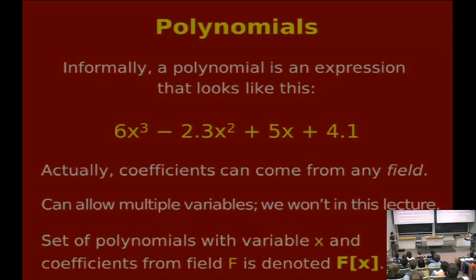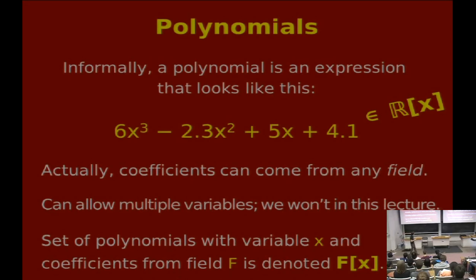Keep it simple. So if you have a variable symbol x and you have a field F, then, sorry for the notation overload, F square brackets x means the set of all polynomials with variable x and coefficients from the field F. So this fellow up here is in the real numbers with x. It's a polynomial with real coefficients. Actually, it's also in the complex numbers with variable x. And I guess it's actually even in the rational numbers. I mean, these happen to be rational numbers. But anyway, you fix a field, and that's where your coefficients come from, and then you have a variable.